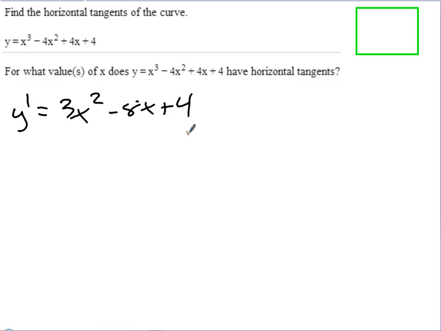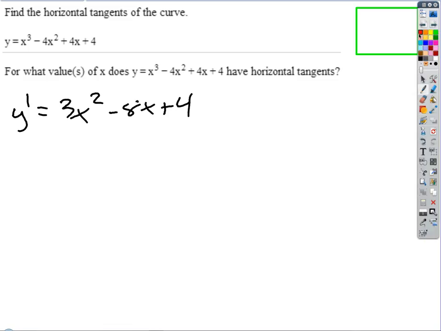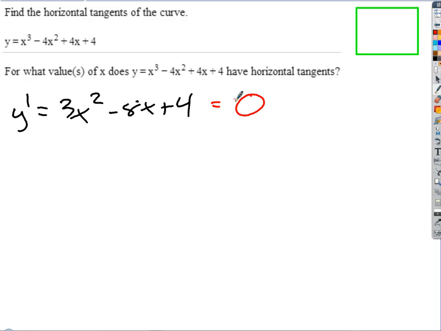And then what do I do if I want to find horizontal tangents? What kind of a slope is a horizontal tangent? 0. Aha. So if I want to find all the horizontal tangents, and I think what it's really asking is values of x. Just set that equal to 0 and solve. Right? And that one's not going to factor easily, at least, so that's when you'd want to put in your calculator.